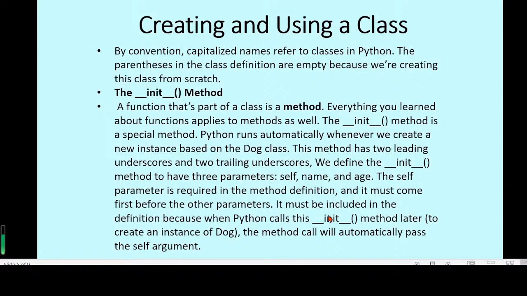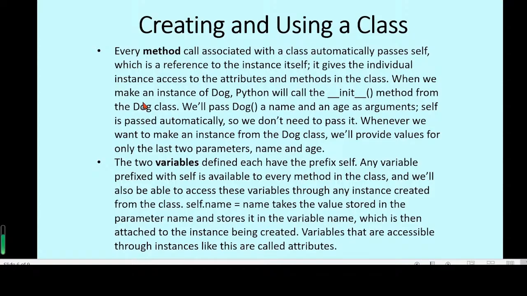And it must be included in the definition because when Python calls the initial method later to create an instance of dog, the method call will automatically pass the self argument. Every method call associated with a class automatically passes self, which is a reference to the instance itself. It gives the individual instance access to the attributes and the methods in the class.